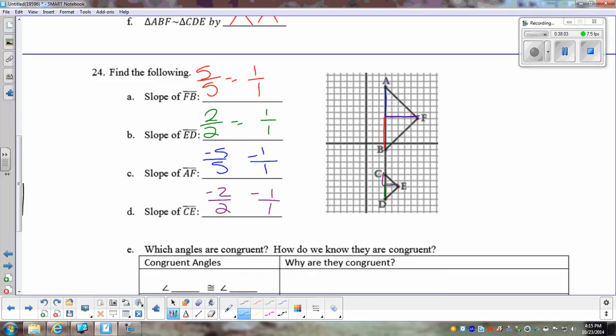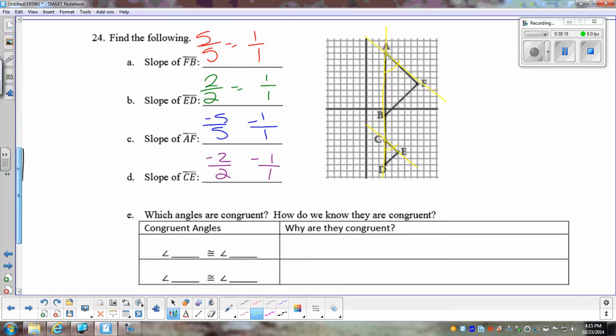So again, I have some parallel lines in the triangles. This time I know that AF is parallel to CE. And so if I look here, I know that angle A is congruent to angle C because they're corresponding.